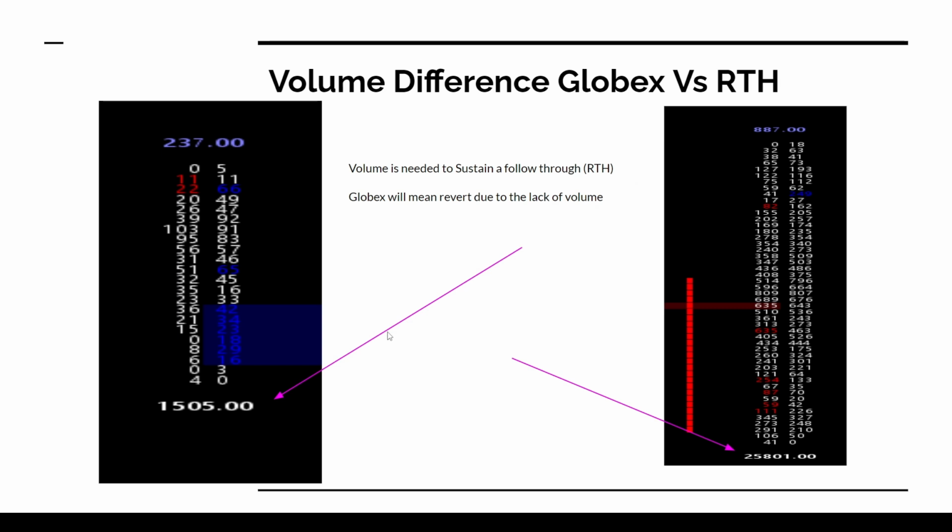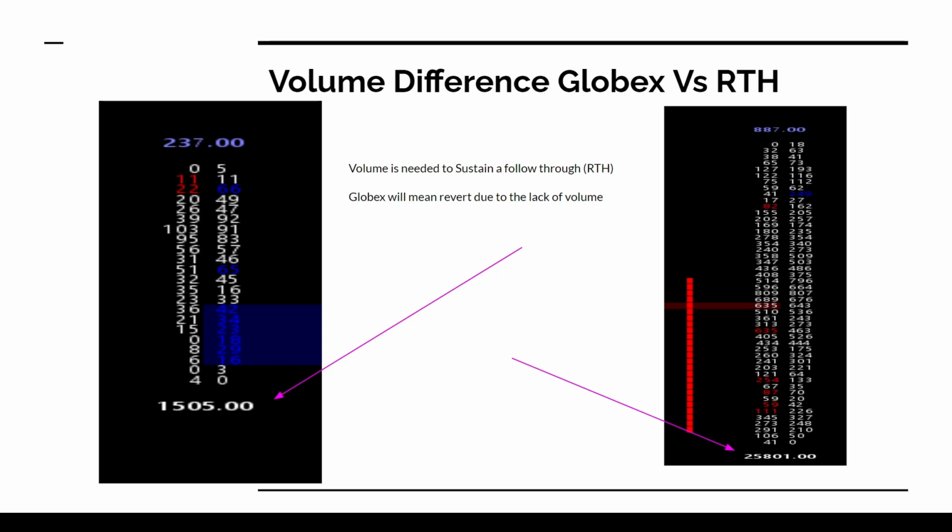Now, this is an example here. In the middle of the Globex session, we have a 5-minute candle showing 1,505 total contracts executed. On the flip side, for the same 5-minute candle in the regular trading hours, we have 25,000 contracts. So there is a vast difference there. This is why in Globex, or the extended trading hours, you get much more mean reversion, because there is no one trading. It's just algorithms fighting against each other.